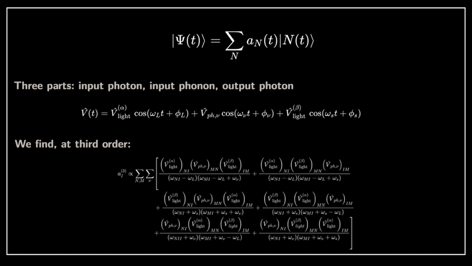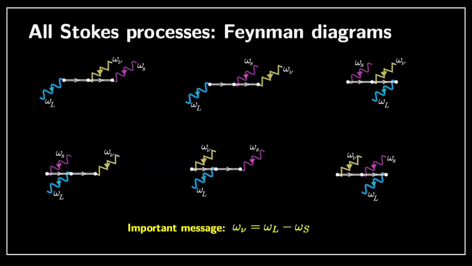And this is where we are happy that time-dependent perturbation theory can be written in terms of Feynman diagrams. All those 6 terms that we have on the bottom right correspond to six Feynman diagrams, which include 3 types of particles. And this is why we need to go to third order. At third order, we have 3 types of particles. The first particle is the incoming light, omega L. The second one is the outgoing light, omega s. And the third particle is the vibration, omega v.